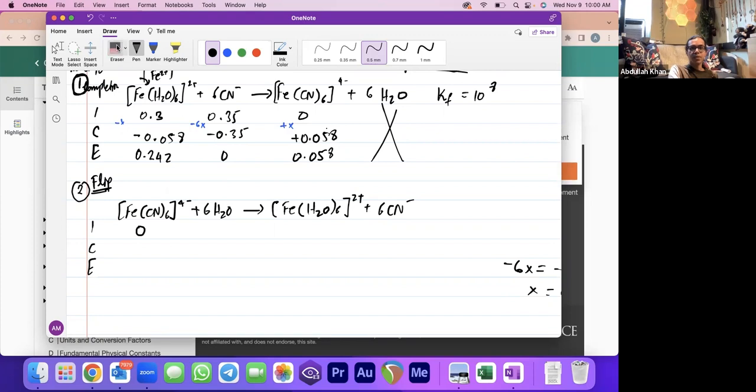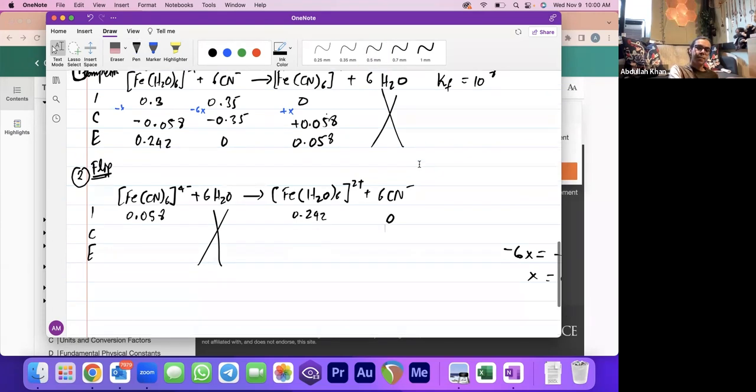No, cyanide was 0.058. This is 0.242. So nothing crazy has happened so far. We just reacted to completion, flipped it, and made a new ICE table. This is the flipped equation.